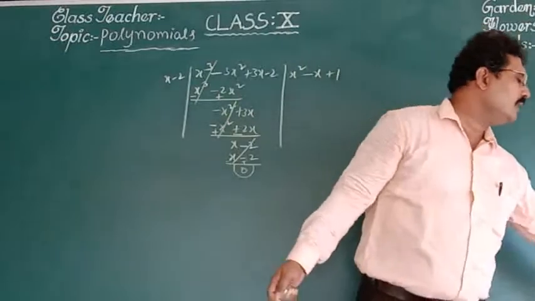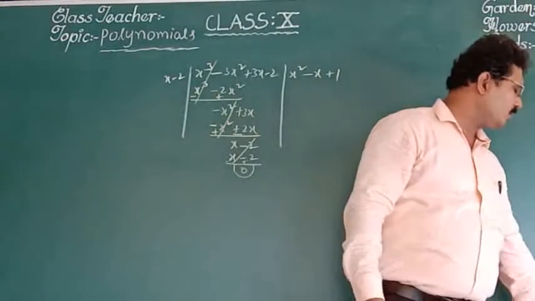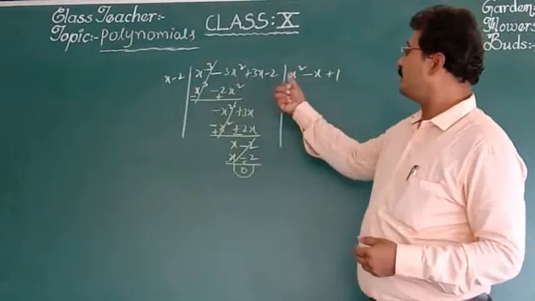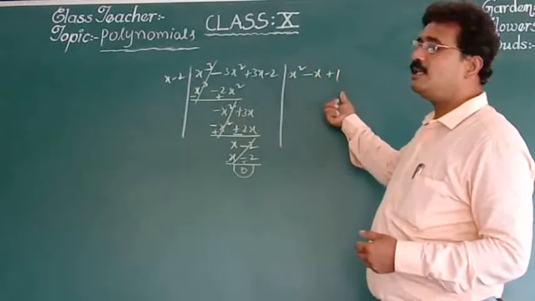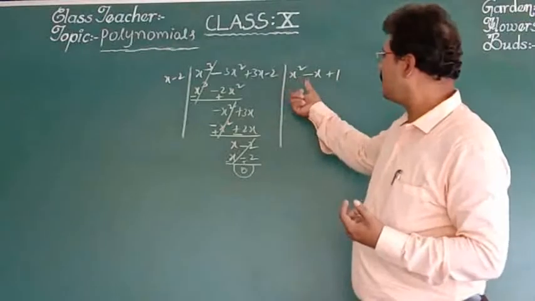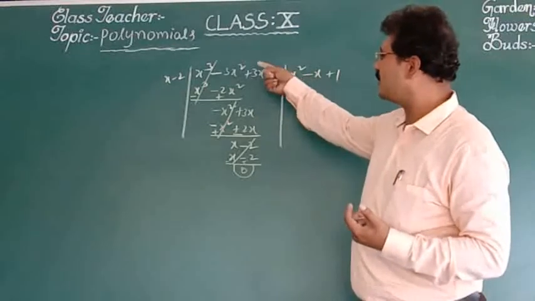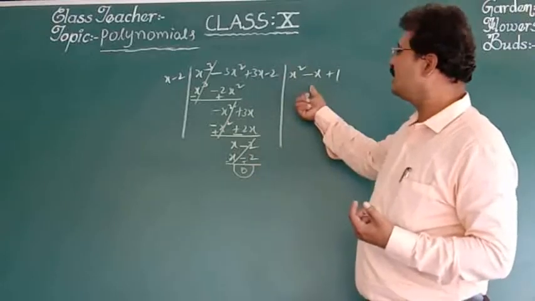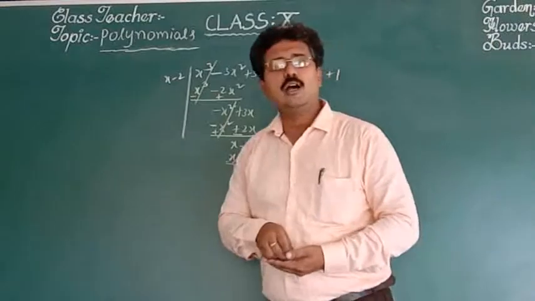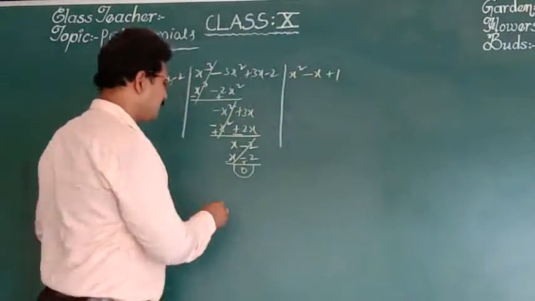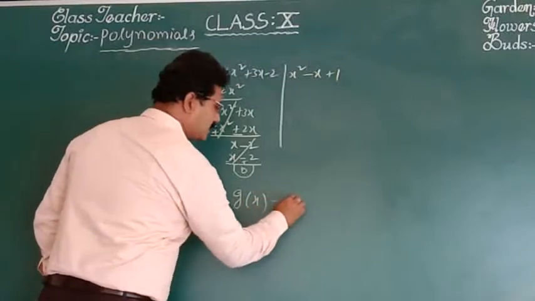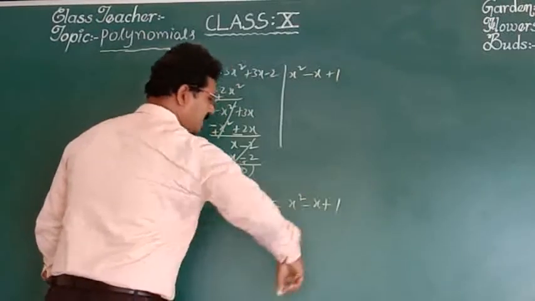So in this way, here we have to conclude that x square minus x plus 1 is the quotient. But g of x is here x square minus x plus 1 is the quotient, means after dividing this, what is your answer? x square minus x plus 1. Therefore g of x is equal to x square minus x plus 1.